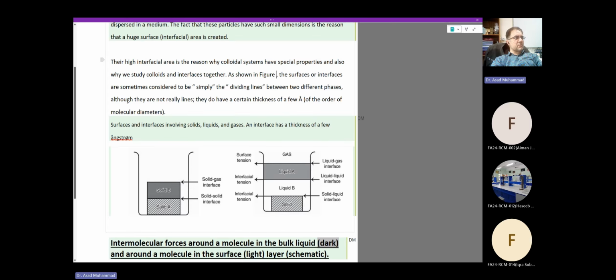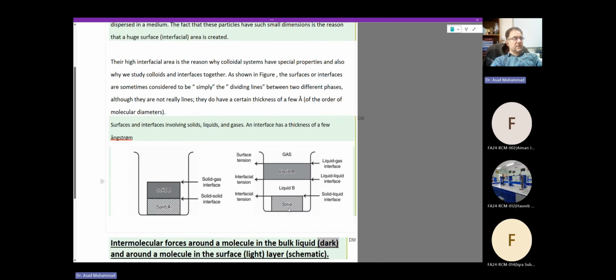Although they are not real lines, they do have a certain thickness of a few angstroms, especially in the case of liquids, which is of the order of molecular diameter. So for surfaces and interfaces involving solids, liquids, and gases, an interface has a thickness of a few angstroms. If you look here, this one can be a bit thicker, but in the case of liquids, it is in the range of angstroms.